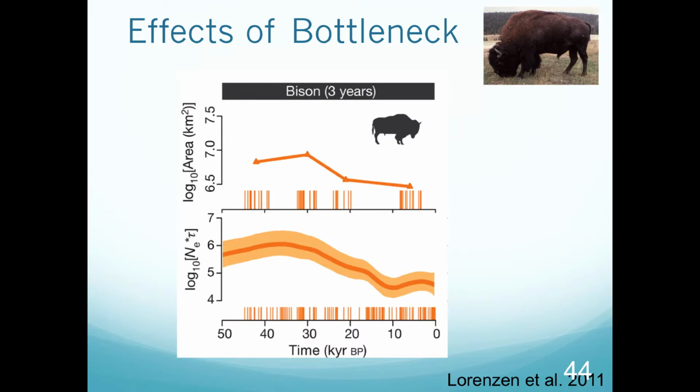We can also use ancient DNA to allow us to look backwards in time using coalescent methodology. By using this ancient DNA, we're able to see that the bison effective population size over the last 50,000 years declined right around 15 to 20,000 years ago, which is right when humans arrived in North America. Very interesting, suggesting that humans were involved in population decline of this species.